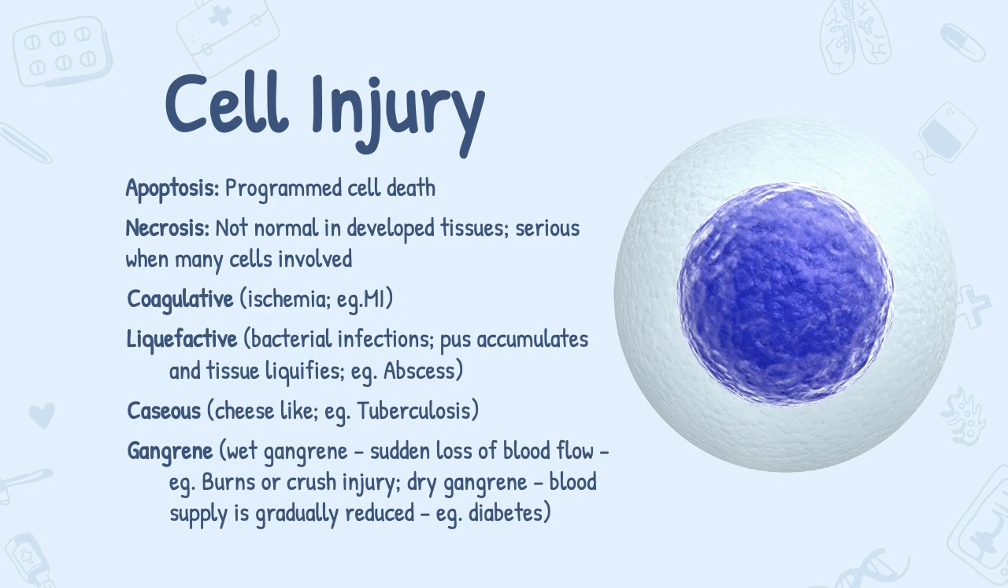Gangrene necrosis can be wet gangrene or dry gangrene. Wet gangrene is when there's a sudden loss of blood flow. So this happens with burns or crush injuries. And dry gangrene is when there's more of a gradual decrease in the blood supply. This is what you see with patients, for example, with peripheral vascular disease, who don't receive that oxygenation, and the tissues almost basically start to rot.